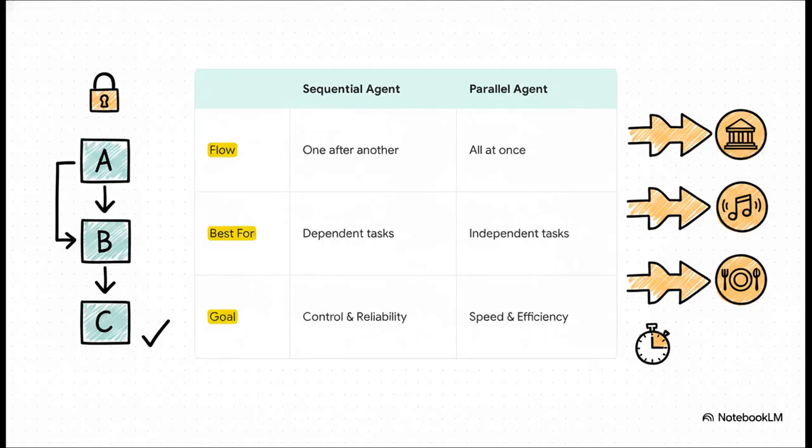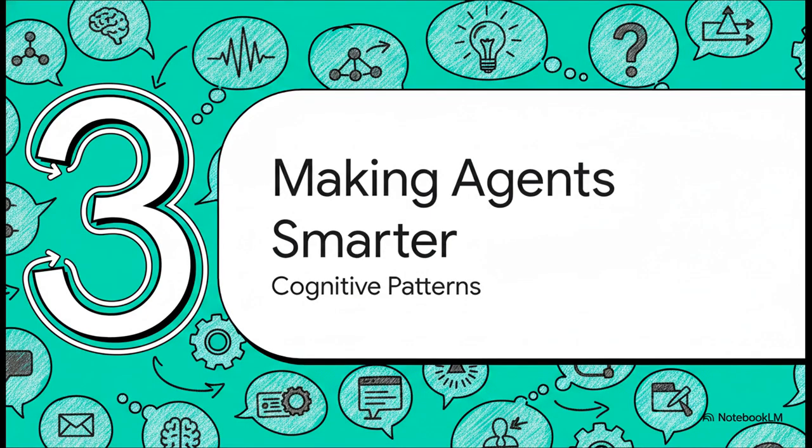And right here, you can really see the stark contrast between these two patterns. Sequential is A, then B, perfect for tasks that depend on each other, where control is what you need. Parallel, on the other hand, runs A, B, and C all at the same time. This is perfect for independent tasks, like, say, finding a museum, a concert, and a restaurant for your trip. You don't need to do those in any particular order, so you can run them all at once to maximize your speed and efficiency.